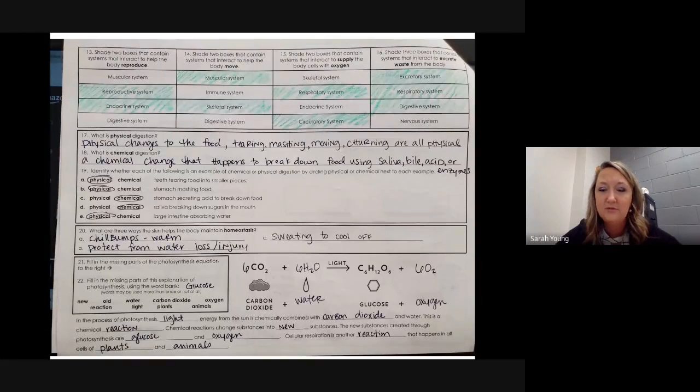That means the same thing, is chemically combined with carbon dioxide and water. This is a chemical reaction. Chemical reactions change substances into new substances. The new substances created through photosynthesis are glucose and oxygen. Cellular respiration is another reaction that happens in all cells of plants and animals.